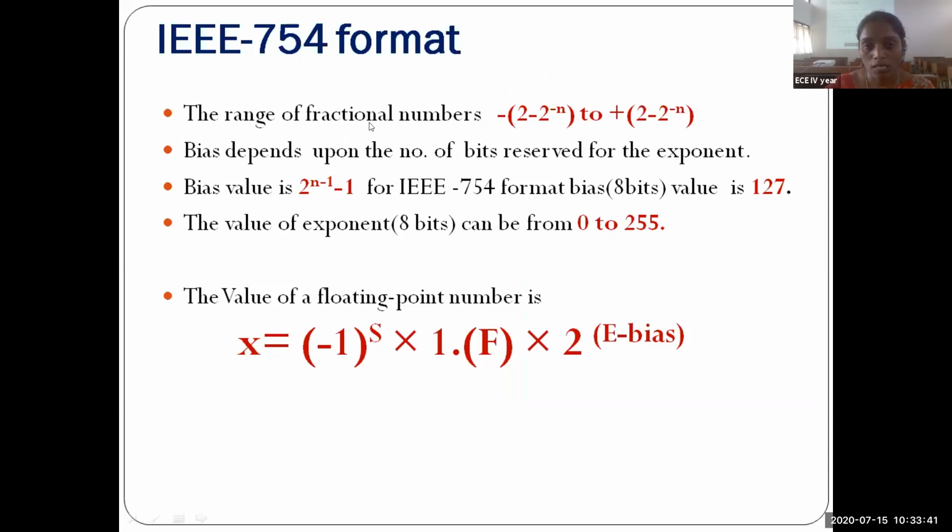The range of fractional numbers with IEEE 754 format is the range, and you need to do one problem based on these parameters. The fractional numbers range is minus of (2 minus 2 power minus n) to plus of (2 minus 2 power minus n).